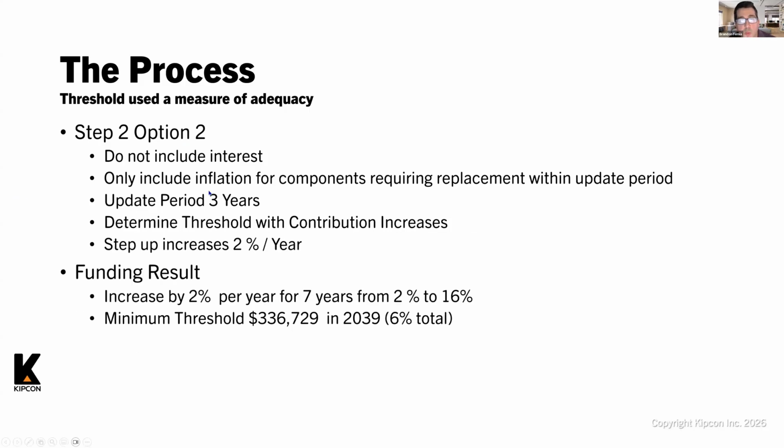Option two. So we're going to, again, remove interest, only include inflation for items that are in the next 3 years, and then we're going to try, all right, let's say, well, let's try 2% a year moving forward.